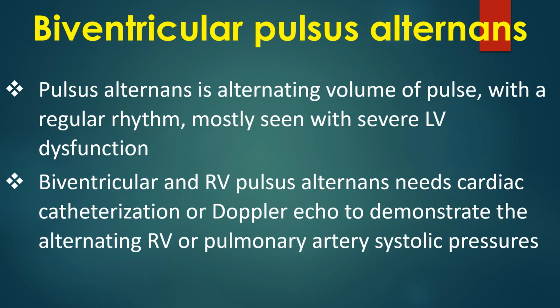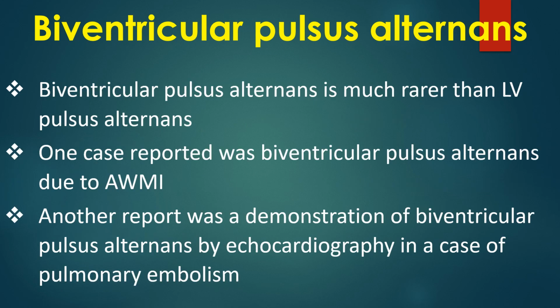Pulsus alternans is alternating volume of pulse with a regular rhythm, mostly seen in left ventricular dysfunction. Biventricular and right ventricular pulsus alternans need cardiac catheterization or Doppler echocardiography to demonstrate the alternating right ventricular or pulmonary artery systolic pressures. Biventricular pulsus alternans is much rarer than left ventricular pulsus alternans.